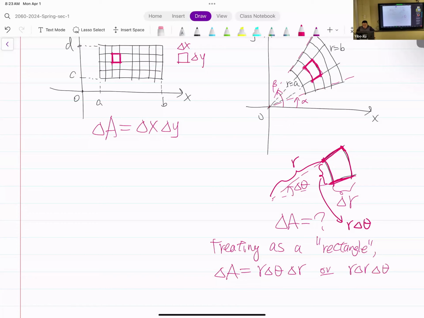So now we do have a description for the area of the subregion. When we write down the integral, we just replace delta by d. This is exactly why we have r dr d theta.